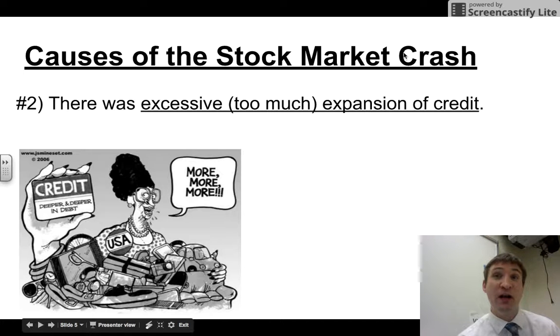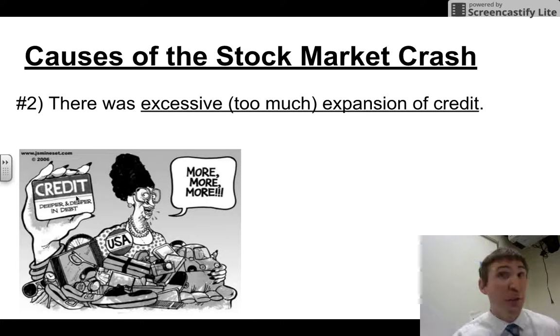Cause of the stock market crash, number 2. There was excessive, meaning too much, expansion of credit. And here you see a woman using her credit card for everything. Look at all that she's buying. She wants more, she wants more. But how is she going to pay back that credit card? That was the question.